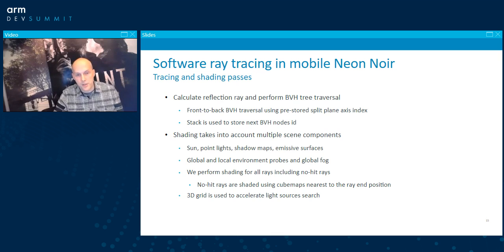In the BVH traversal shader, we use a stack of 12 node indices. We plan to investigate stackless traversal in the future, as it could help us with GPU occupancy and better performance.